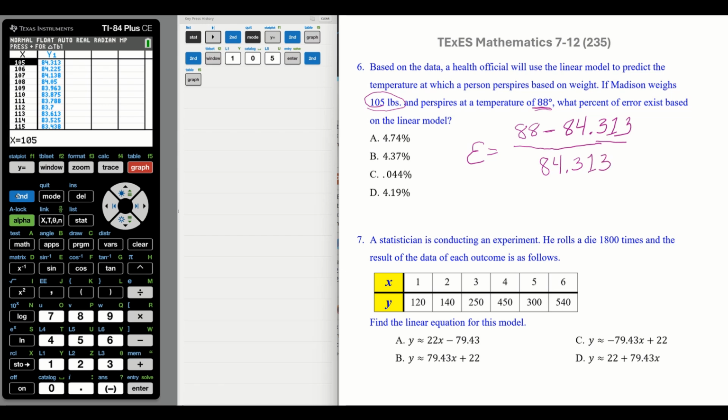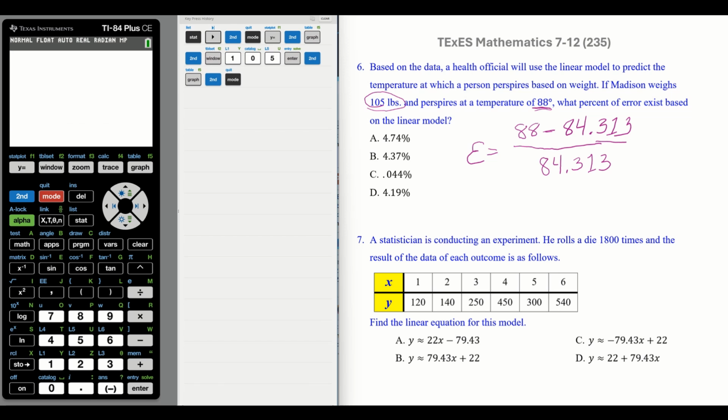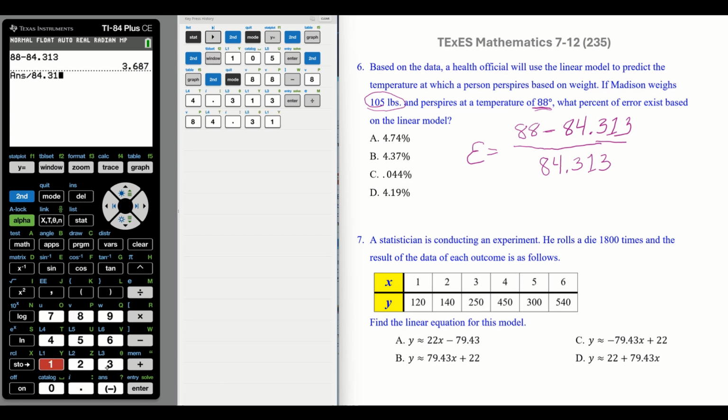Oh, remember, you have to do second quit to get out of it, or it won't help you out at all. 88 minus 84.313 degrees. Push enter. Okay. Awesome. Now we divide. Put that 84. That's our prediction Y. Okay. Enter. Okay. Oh, I think I see the number.